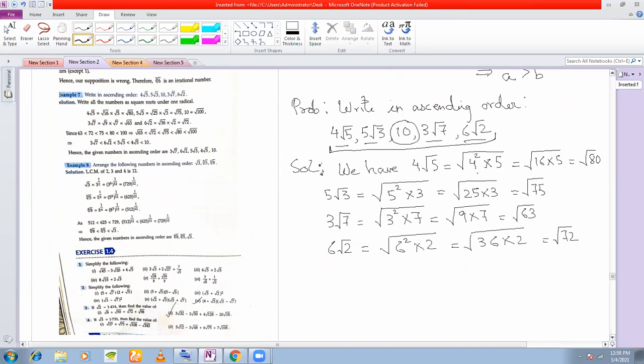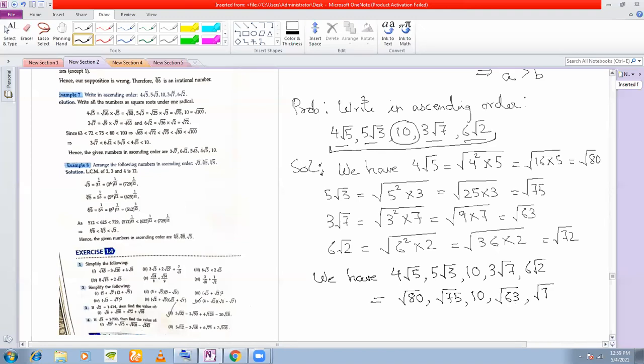Now, once I have converted all this to a pure surd, in order to arrange all these in ascending order, what we are going to do is write this first. So we have the numbers 4 root 5, 5 root 3, 10, 3 root 7, 6 root 2. And what are these numbers equal to? 4 root 5 I've converted to a pure surd as root 80. 5 root 3 I've converted to a pure surd as root 75. 10 will remain as it is. I don't have to do anything with 10. 3 root 7 I've converted to a pure surd as root 63. And 6 root 2 I've converted to a pure surd as root 72.